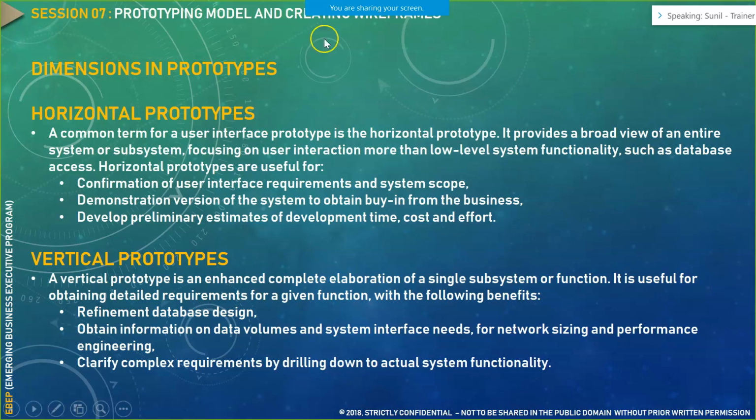So when I create a prototype, let's say my project has 10 important screens. Those 10 important screens are essentially mapped to your horizontal prototype, because without those 10 important screens we cannot start this particular project. That's the reason they have written here: demonstration version of the system to obtain buy-in from the business. So the important screens are something that we need to capture via these horizontal prototypes.